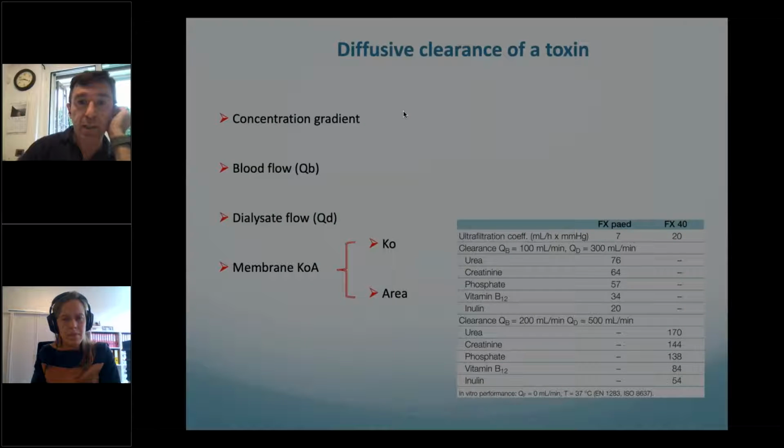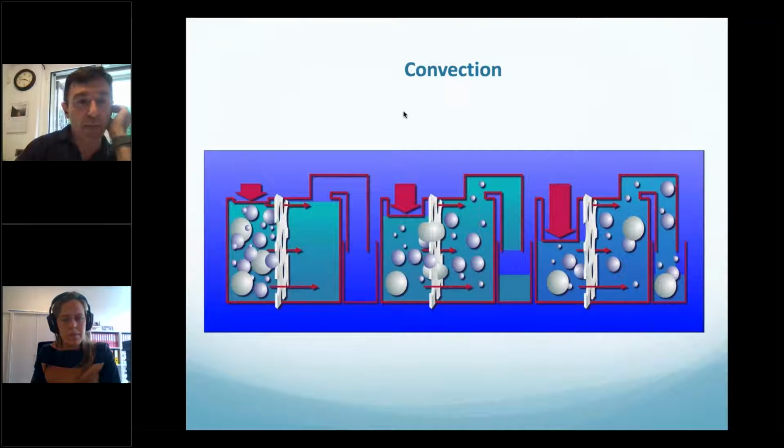Convection is a completely different story. It does not depend on concentration gradient, but it depends on the pressure gradient. So if you have two compartments with a semipermeable membrane in the middle, if we apply a pressure on one side, we obtain a movement of water across the membrane. But water does not move alone. It will drag the solutes if they are smaller than the pores, once again.